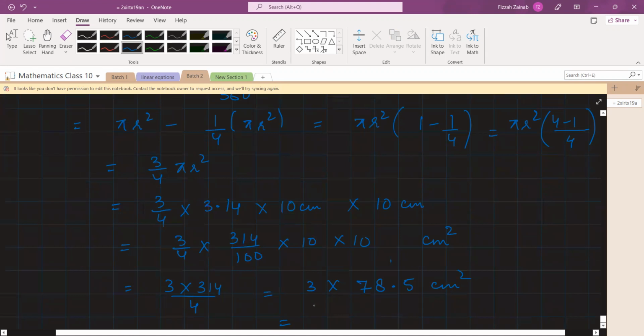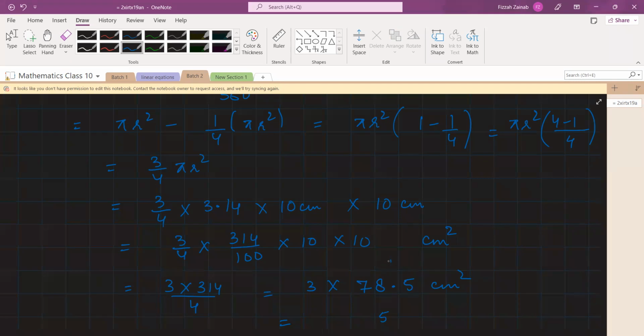Is that clear? Now you multiply. So 3 into 5 is 15, carry 1. So 3 into 8 is 24 and 25, carry 2. 3 into 7 is 21 and 2, 23. So 2.